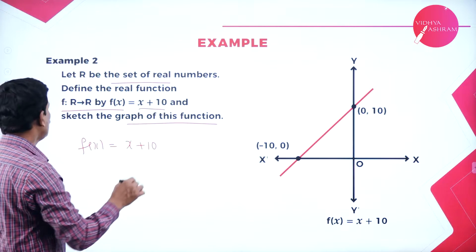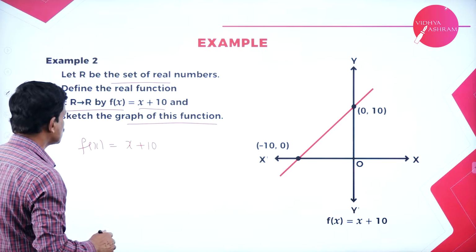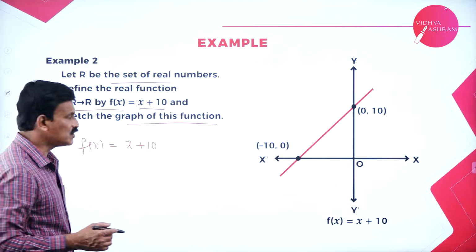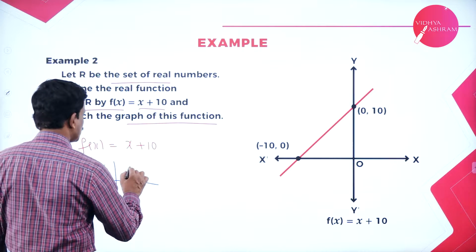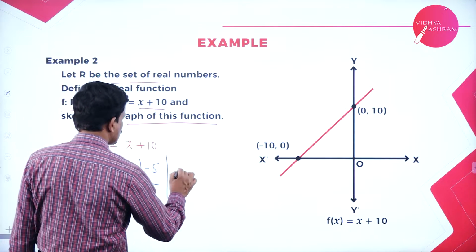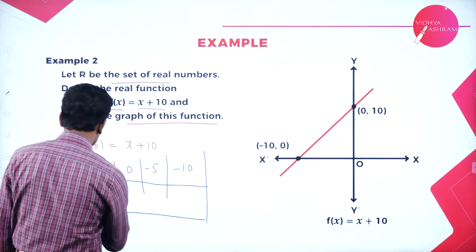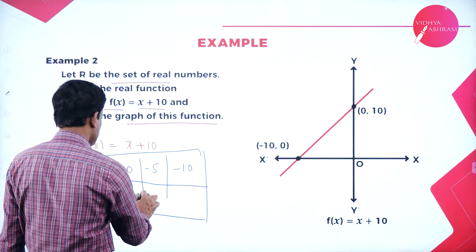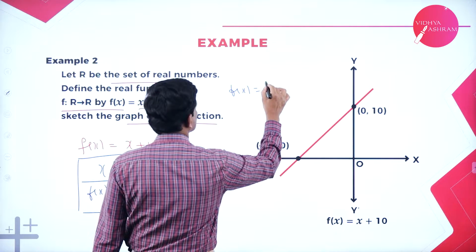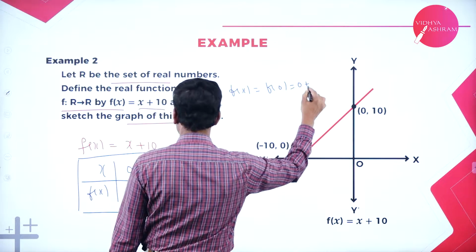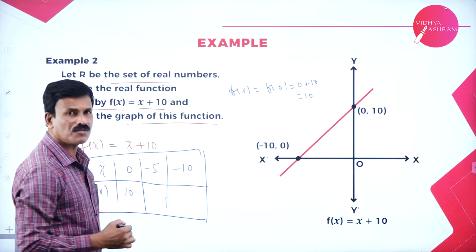Let R be the real valued function, defined from R to R by f of x is equal to x plus 10, and sketch the graph. Let us take the values of x. So, we can take x is equal to 0, x is equal to minus 10 and x is equal to plus 10. What are the values we are going to get for f of x? So, here when x is equal to 0, f of 0 is 0 plus 10, which is equal to 10. Positive value you will get. When x is 0, f of x is 10.